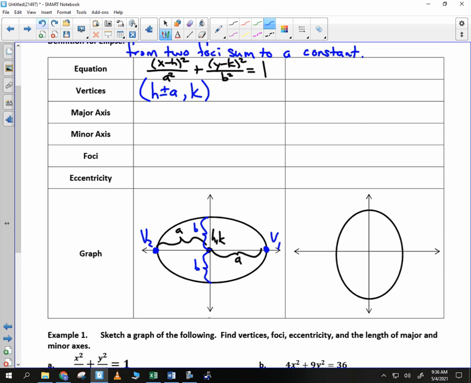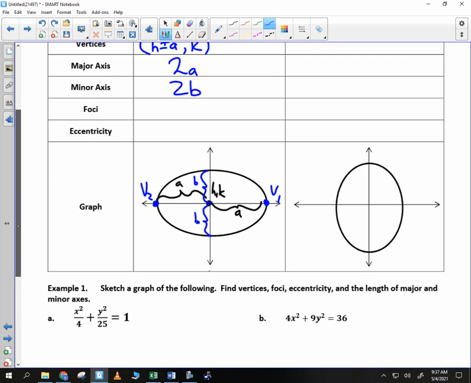The major axis is the distance from one vertex to the other vertex. Can somebody tell me the distance from one vertex to the other? 2a. The minor axis is the distance the other way. 2b, or not 2b. So far it's pretty easy to graph.